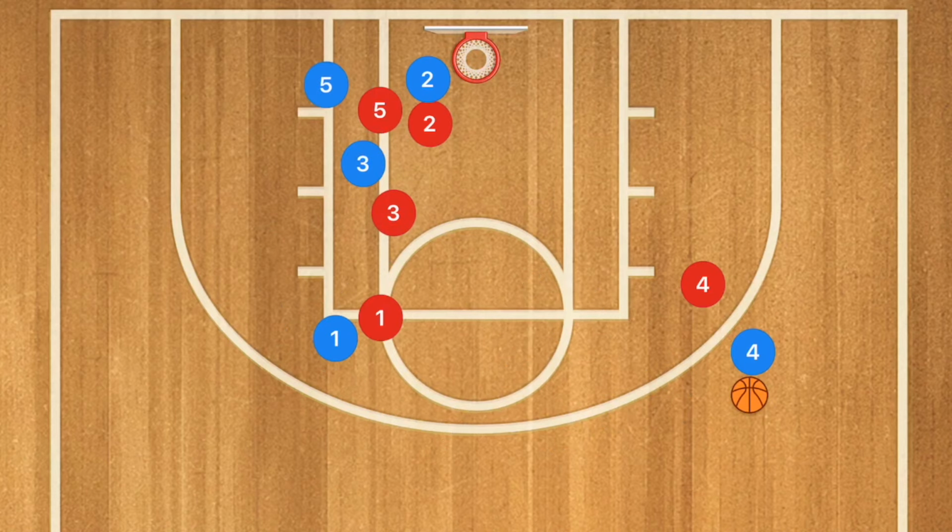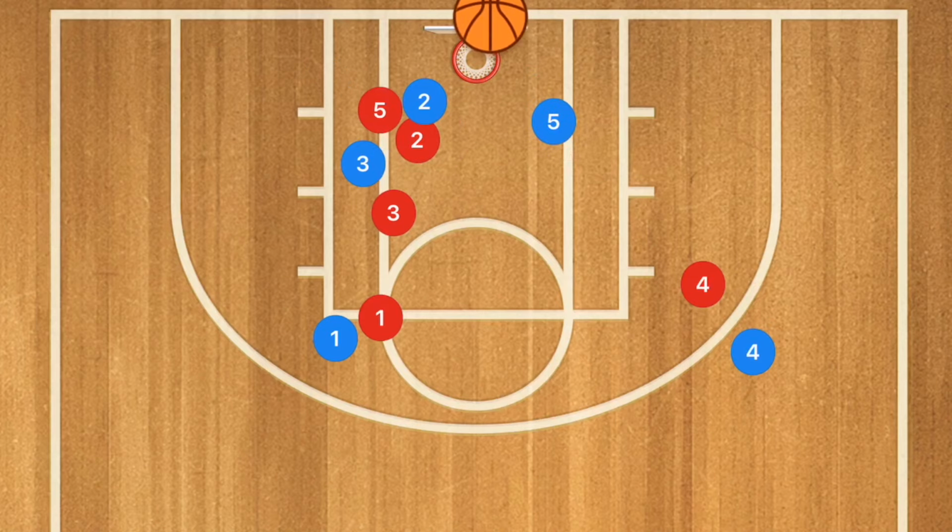Now, our secondary option on player 5 is to use player 2 as a screen, get a nice quick pass inside for a quick layup. So there's a couple of different options for you.